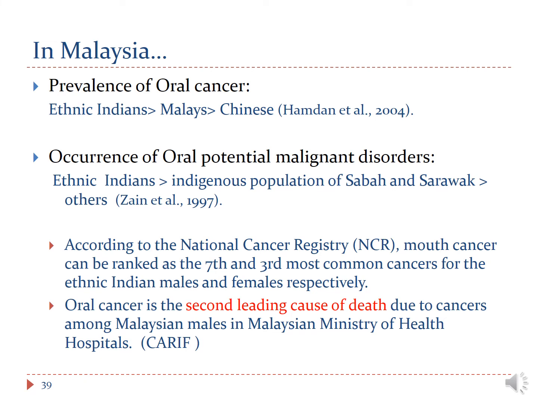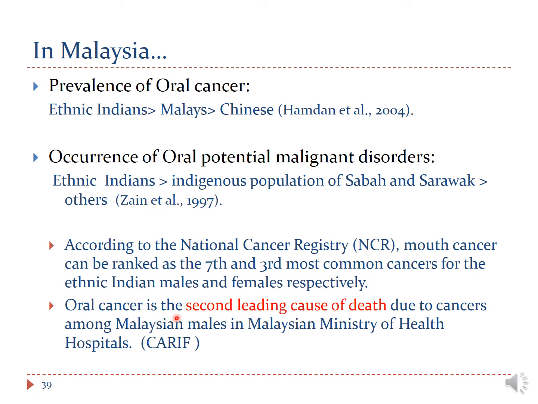cancer is very high among ethnic Indians, followed by Malays and then Chinese. The occurrence of oral potentially malignant disorders again is high in ethnic Indians, followed by indigenous populations of Sabah and Sarawak. Now, according to the National Cancer Registry, mouth cancer can be ranked as the seventh and the third most common cancer for the ethnic Indian males and females respectively.